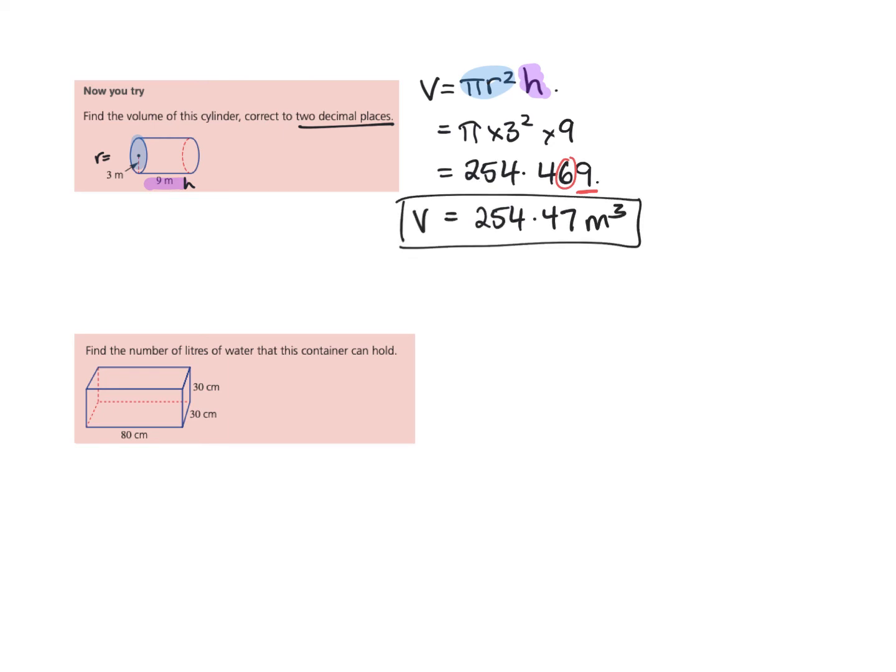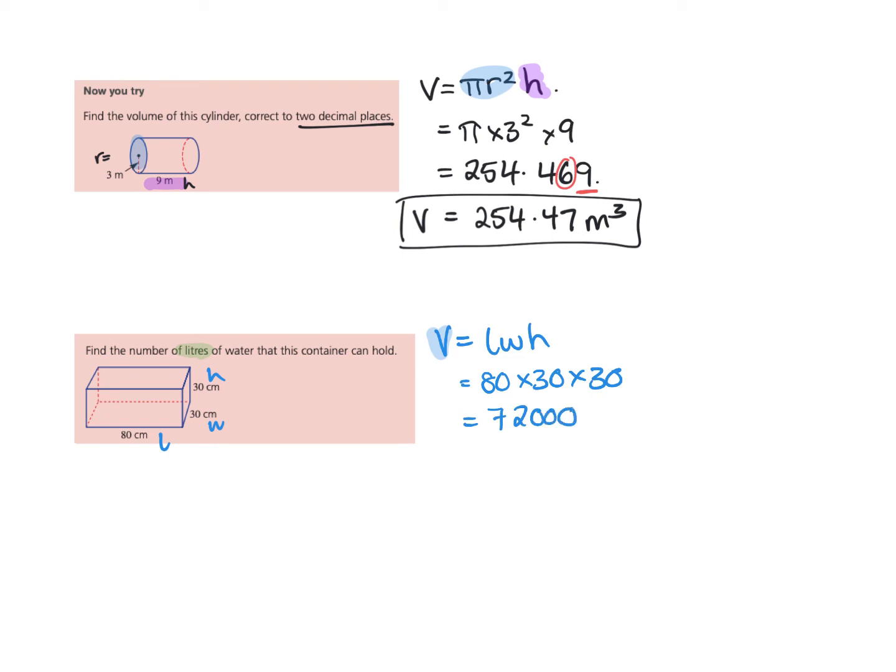Okay, the next one. Now, this one, we've got to be careful. Read the question. This one wants litres of water. So what I'm going to do is just find the volume first. The volume of a rectangular prism is length times width times height. So I'm going to say 80 times 30 times 30, and we'll do that on our calculators.